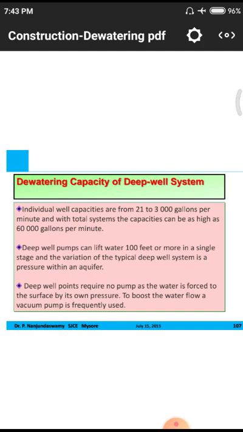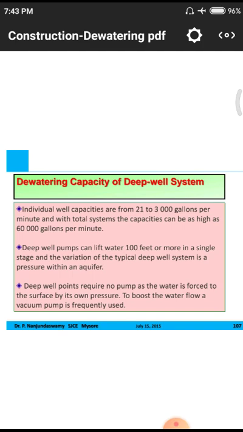Requires no pump as the water is forced up by its own pressure. That means normally some of the pumps will not give water in an easy manner without creating a pressure. Why? Because some quantity of pressuring devices may be required. To boost the water, a vacuum pump is frequently used.